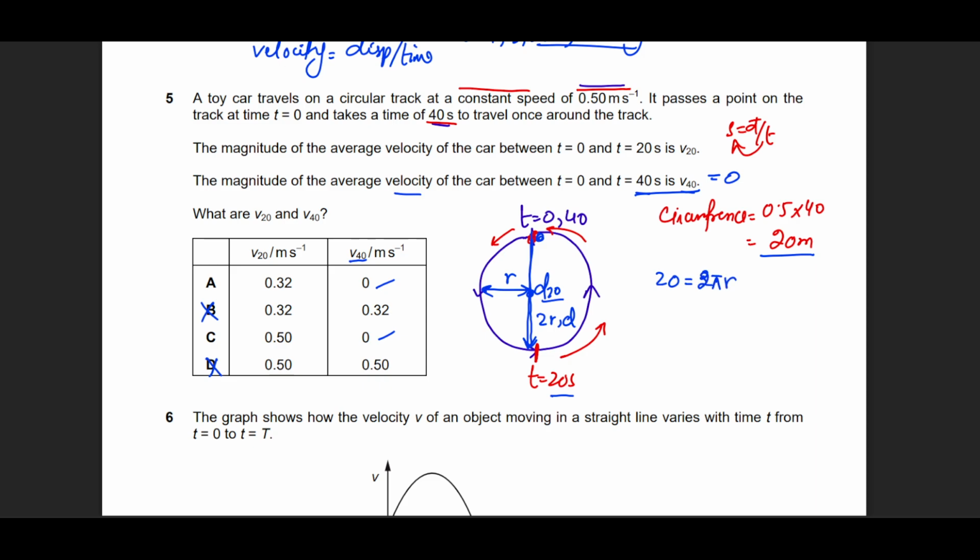Now, when we do that, we find that the radius comes out as 3.2 meters. Now, we know that the distance or the displacement from this point to this point will be 2 times the radius. So multiplying this with 2 gives me 6.4 meters. Now, this is my displacement from the starting point, and I know that I took 20 seconds to cover this. So divide this by 20, I get 0.318 meters per second, which is 0.32. So my correct answer will be option A.